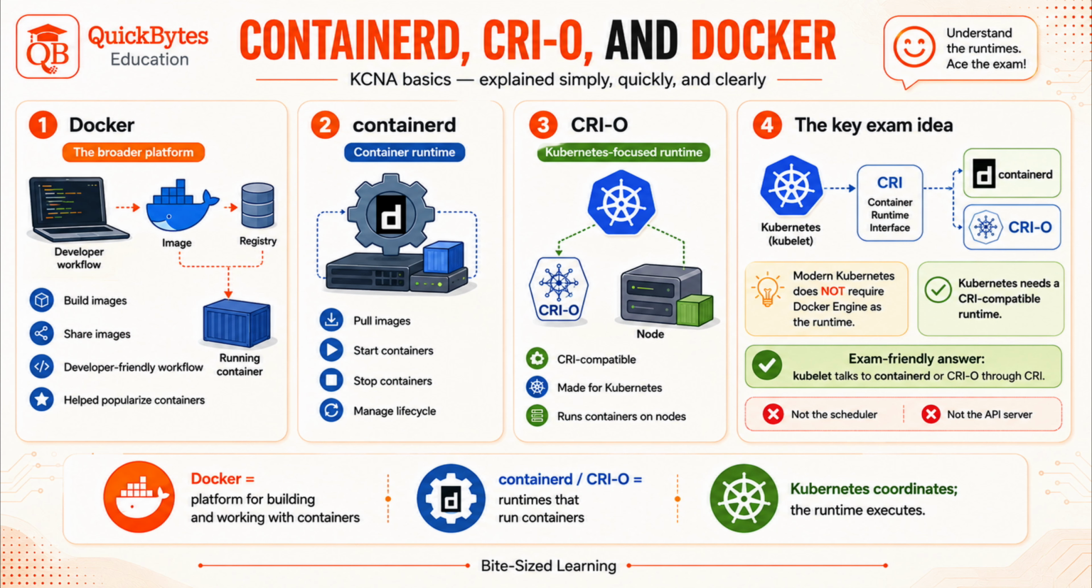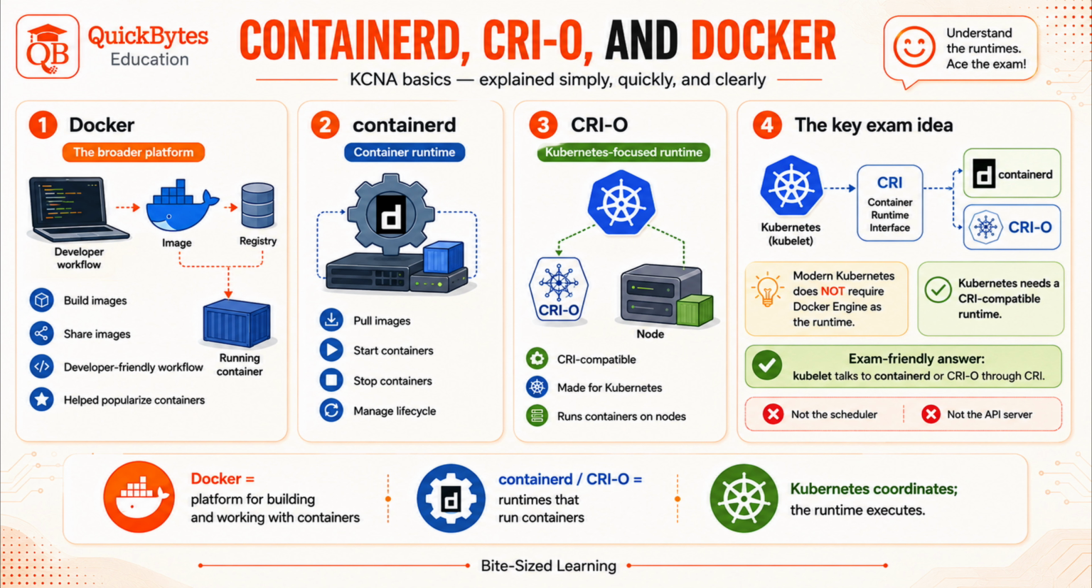Now let's clear up a common confusion. You'll often hear Docker, Containerd, and CRI-O mentioned together. Docker is a platform that helped make containers popular. It includes tools for building, packaging, sharing, and running containers. Containerd is a container runtime that focuses on managing the container lifecycle. It can pull images, start containers, stop containers, and manage container execution. CRI-O is another container runtime designed specifically for Kubernetes and the Container Runtime Interface.